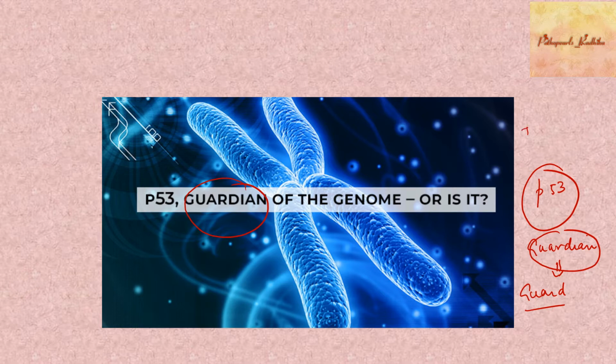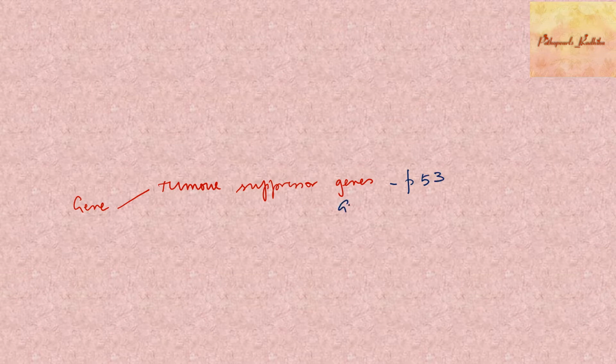Okay. So it's called a tumor suppressor gene. So why do we call it a tumor suppressor gene? When you take any gene, it can cause tumor or it can prevent the formation of tumor. Those genes which are going to suppress the formation of tumor, we call them tumor suppressor genes. So P53 is a tumor suppressor gene and it's called the guardian of the genome.